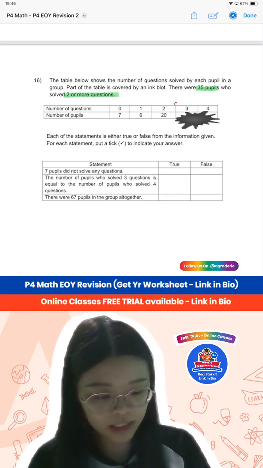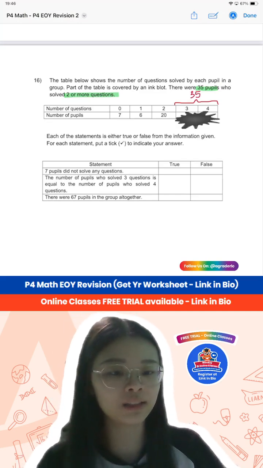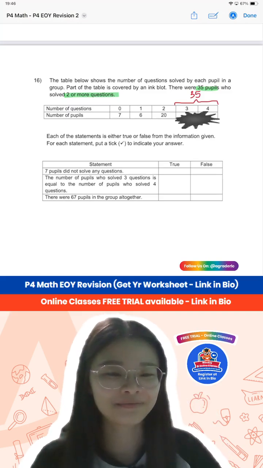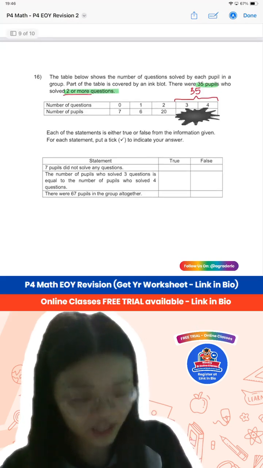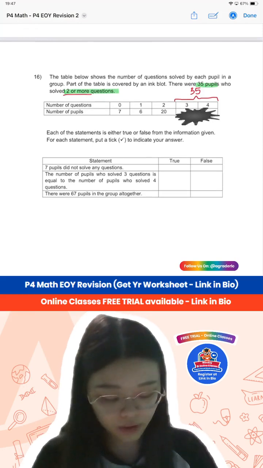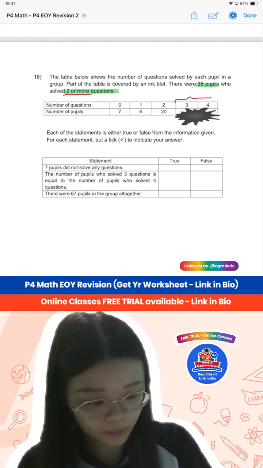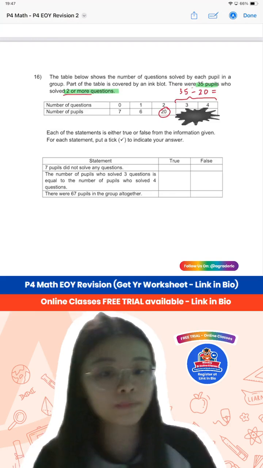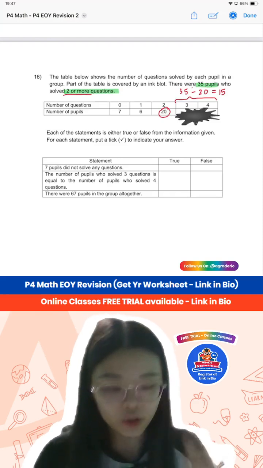So can I ask you, is it correct for me to say that this is 35? Am I correct to say this? No, no, no, no. Very good. Okay, no. Because the question says 2 or more, okay? Not more than 2. 2 or more. So I actually need to subtract. So this portion over here, the correct one should be 35 minus 20. Why 20? Because 2 already has 20 pupils in it. So I need to subtract. I'm left with 15.